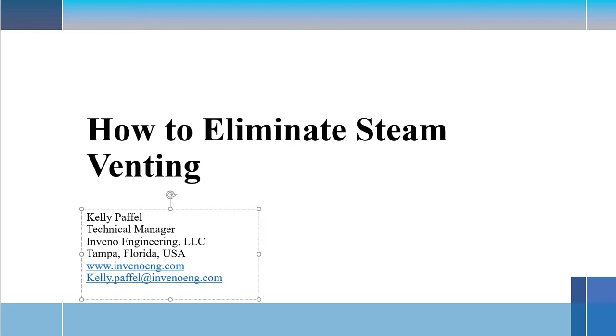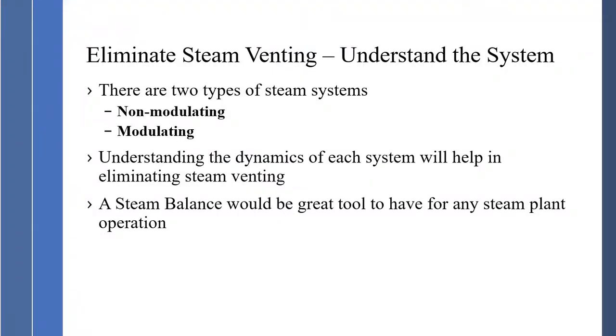Today I would like to talk about how to eliminate steam venting. We talked previously about how steam venting is unacceptable in today's steam system operation. But to eliminate steam venting, we must understand the system. There are two types of steam systems: one, non-modulating, and the second one is modulating. Understanding the dynamics of each system will help eliminate steam venting.